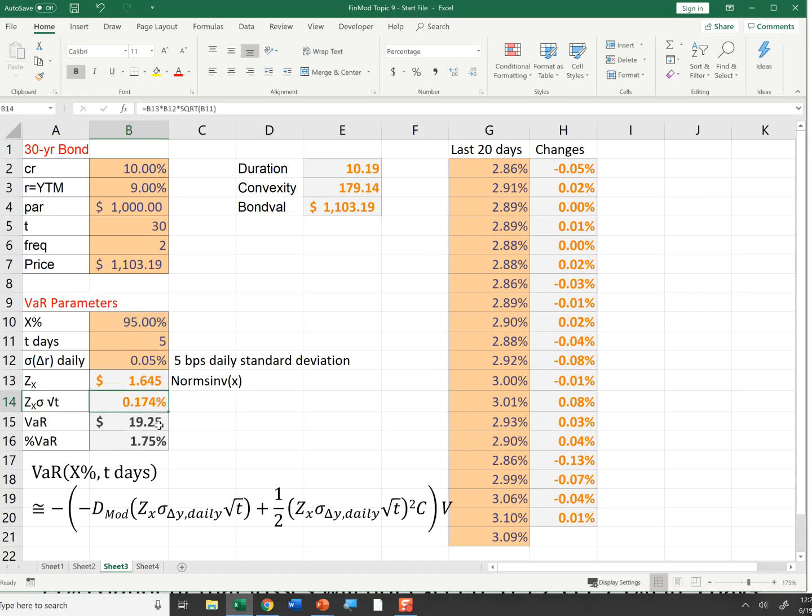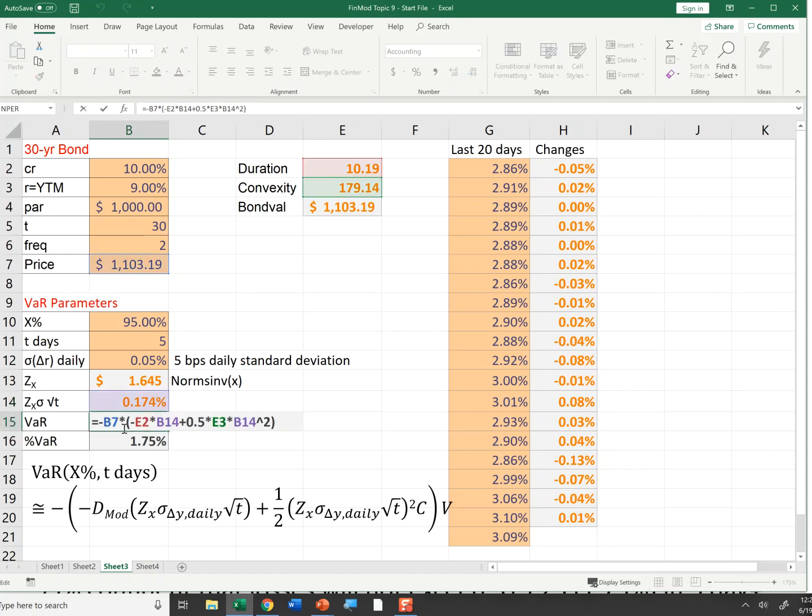I'll calculate my delta Y that's associated with 5 days and 95% confidence interval by taking my daily standard deviation times Z times the square root of 5. So it looks like you are 95% confident you will not have a 17 basis point change in rates. However, there's a 5% chance you will have a 5% adverse change in rates, which in this case is an increase in rates because durations are positive. And then I'll calculate my VaR.